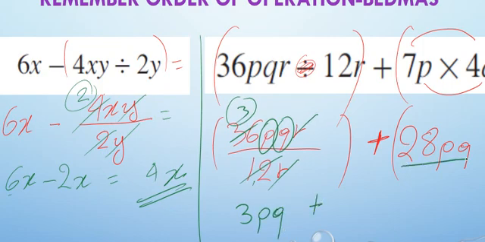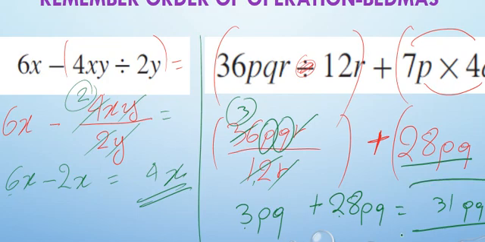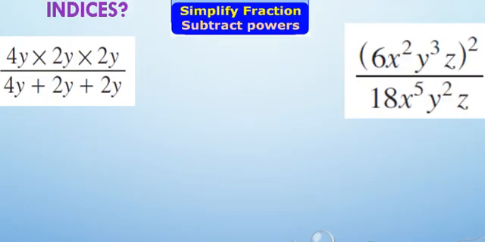plus 28pq. And how many pqs do I have? 28 and 3, 31. And this is algebra. Nothing much, actually. And if you do it, you will feel very, very clever.